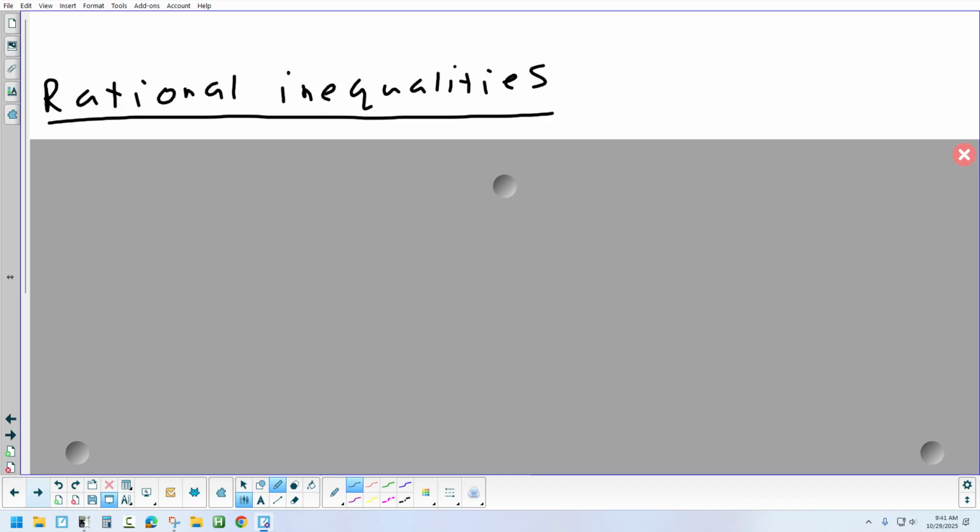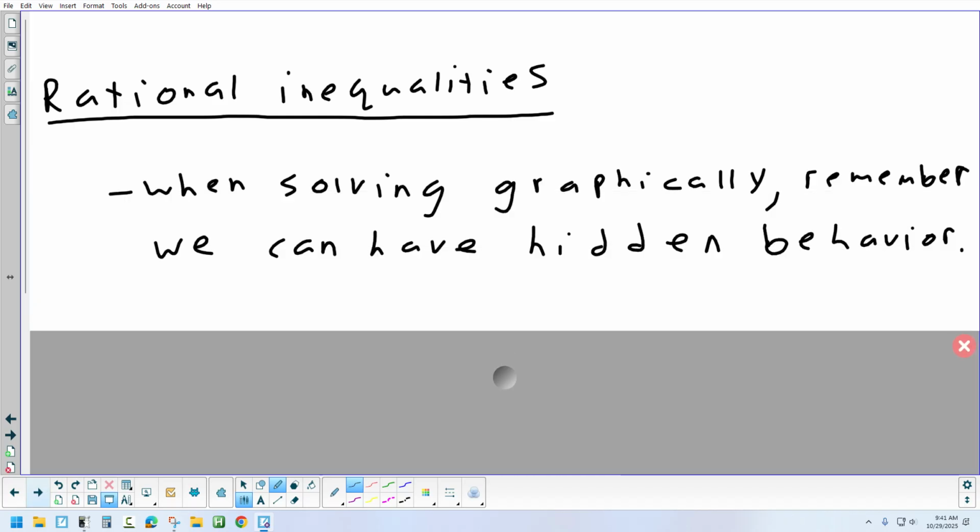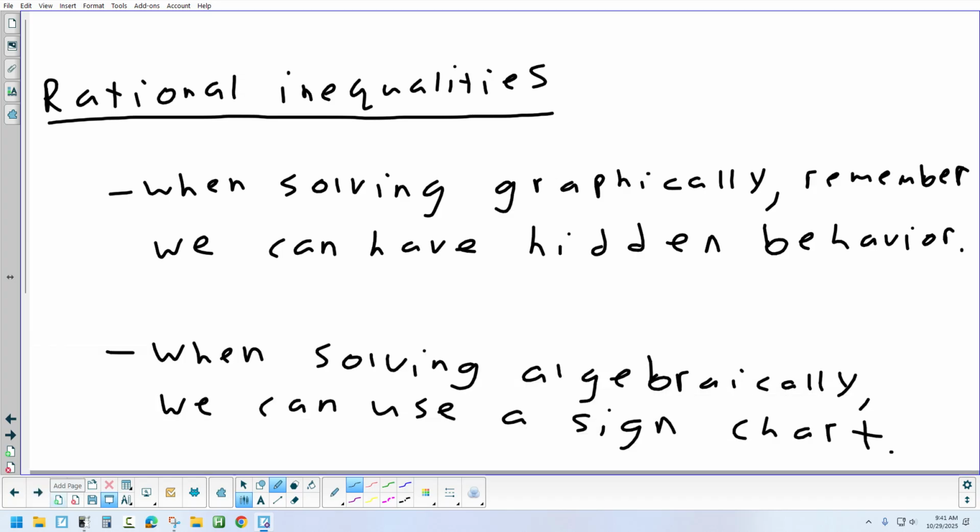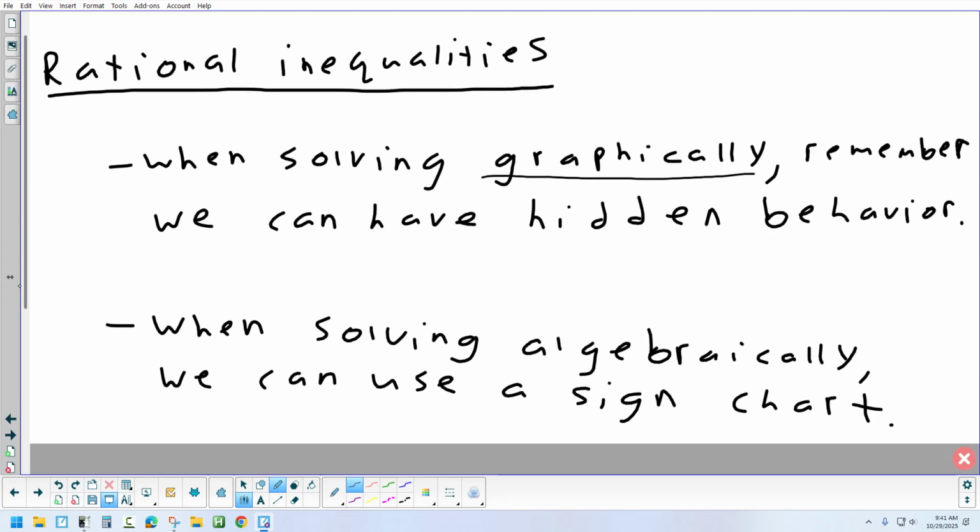All right, so rational inequalities. When we're solving rational inequalities, remember we always want to look for hidden behavior. Like we did yesterday, we had to zoom in, and we could see that it was something that looked flat, wasn't. Okay, we could use a sign chart, but when we do inequalities, we're mostly going to be sticking to graphing. Algebraically, that's when we'll do the equations. Inequalities, we're going to do graphing.